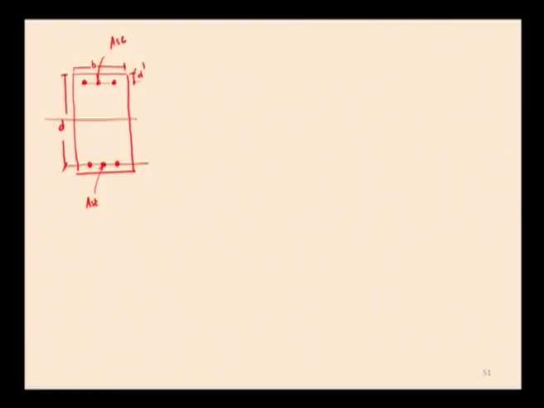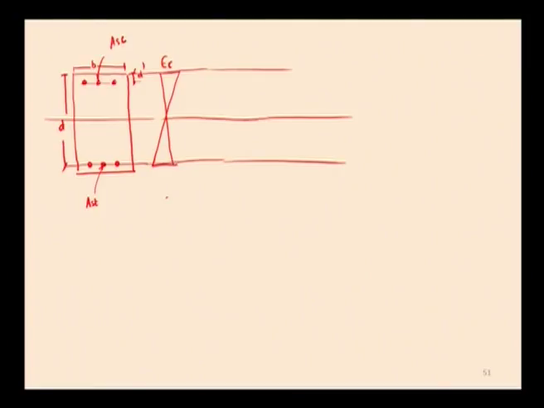Again, I am taking this as the neutral axis of the given section. And this one is the strain diagram. That is, maximum strain at the topmost extreme fiber is epsilon c, and this is epsilon t, the tension reinforcement. This is a strain diagram. And this is a stress diagram.